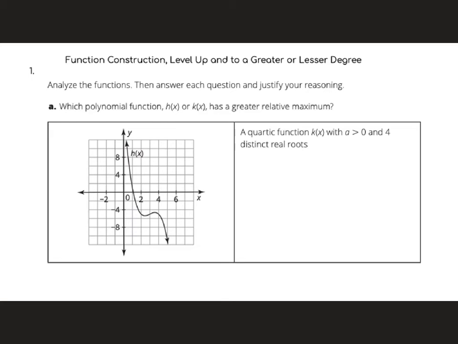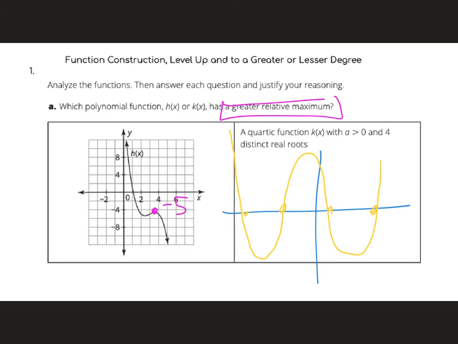Analyze the functions. Which polynomial function has a greater relative max? So relative max. The relative max of h of x is like here-ish, so I'll call it -5, something like that. Our quartic function k of x with a greater than 0 and 4 distinct real roots. So if it's a quartic function with 4 distinct real roots, so 1, 2, 3, 4, something like that, that means it's going to look like this because a is greater than 0, so we're concave up. Oh, that forces the relative maximum to be a positive. So that's how they do these things. They don't make it like you have to actually pay attention to what the numbers are. You have to figure out positive or negative is basically what they're looking at here.